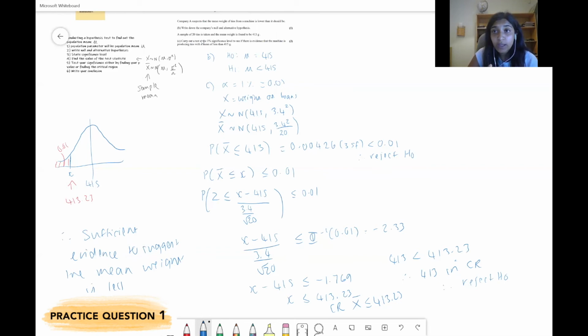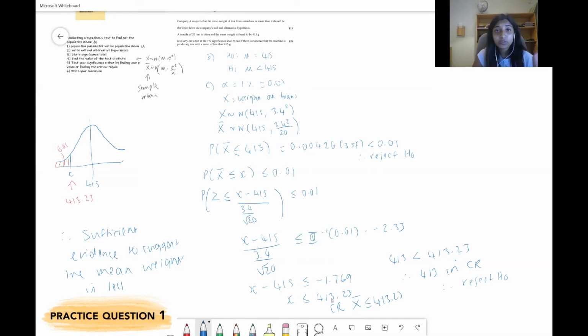The critical value method. For a one-sided test on the lower end, you want to work out the values of x such that the probability that your sample mean is less than that value is less than or equal to your significance level. So you standardize this, then do the inverse and rearrange to get what your value of x would be. Then your critical region is just your sample mean less than or equal to that value.